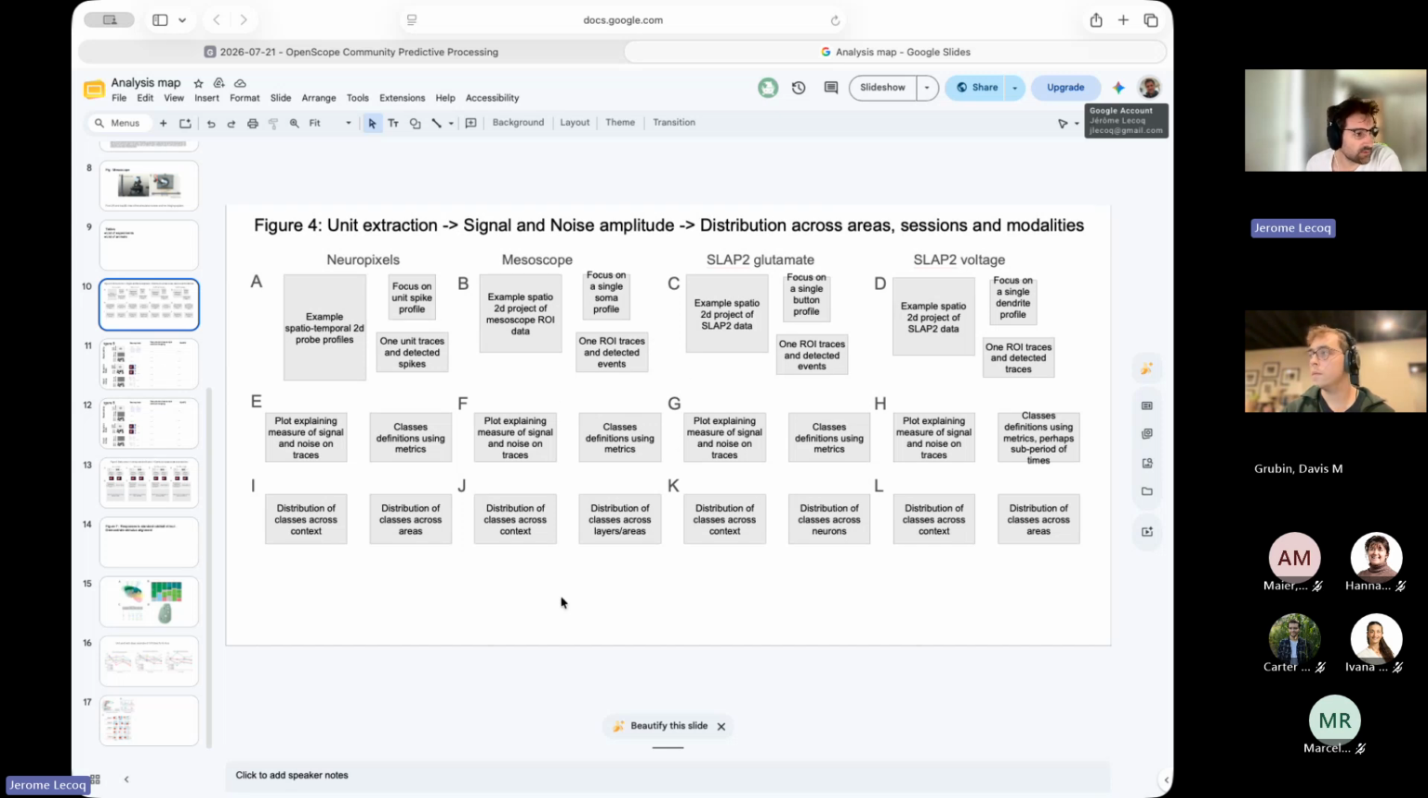And so today we're focusing on the mesoscope column. And so I was hoping that Davis could help us have this discussion today. And you said you had some material to share. Yes. Yeah, so I'll go ahead and share my screen.